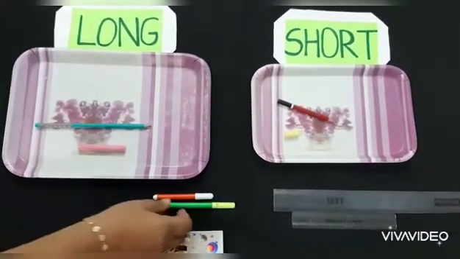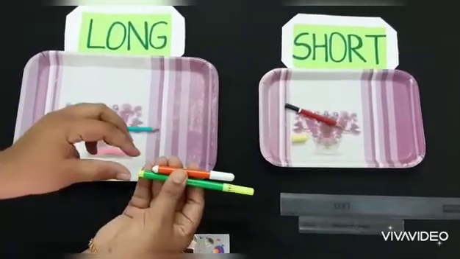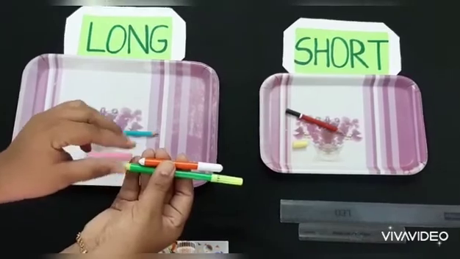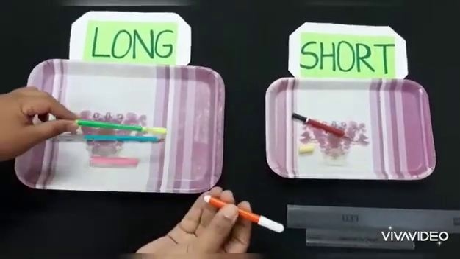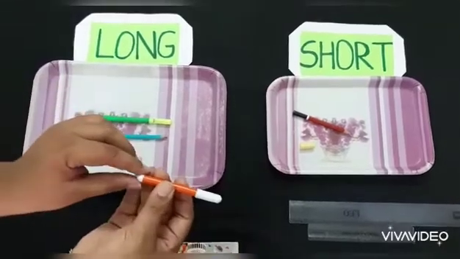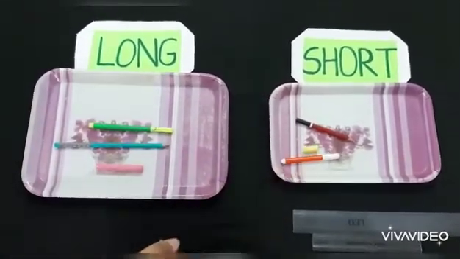These are sketch pens. Now tell me which sketch pen is long and which sketch pen is short. Yes, the green sketch pen is long, so we will put it in the long tray, and orange sketch pen is short, so we will put it in the short tray.